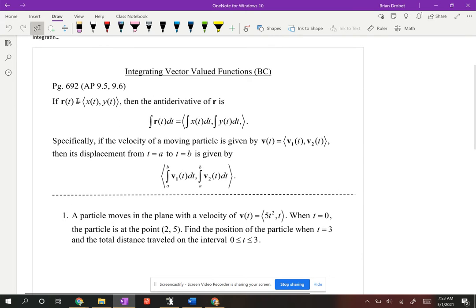All right, so if I define a vector valued function r of t to be x of t, y of t, then the antiderivative of the vector r is the integral of the x component with respect to time and the integral of the y component with respect to time. Now, where we use this most often is if we have a velocity vector and we want to go back to position. So if I integrate the components of my velocity vector across a time period, I will get a displacement in the x direction and a displacement in the y direction. That will give me an overall displacement vector.